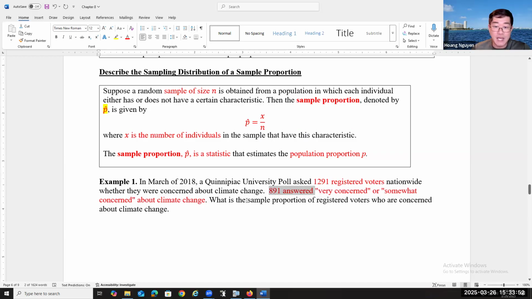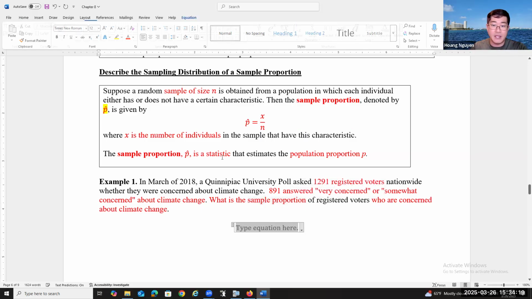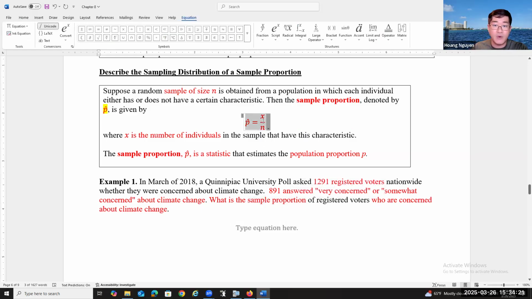So what is the sample proportion? We're looking for the sample proportion of registered voters who are concerned about climate change. The characteristic, once again, that we want to focus on is whether they are concerned about climate change, and we want to calculate the sample proportion showing how many people are actually concerned. In order to calculate it, I'm going to use this formula.